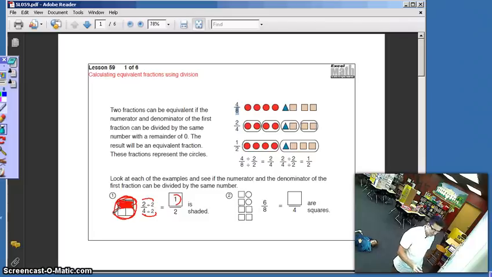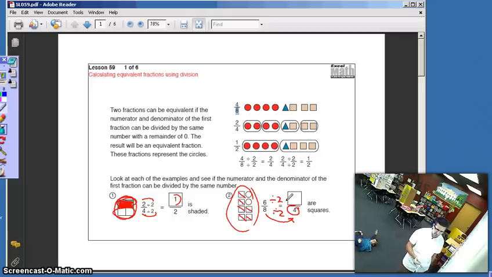All right, number 2, the fraction here is 6/8. They're saying that there's 6 squares out of 8 total shapes, and they want you to change that into fourths. Well, to go from 8 to 4, we divide by 2. 8 divided by 2 is 4, so we must divide the top and the bottom by the same number. Since we divided 8 by 2, that's 4. 6 divided by 2 is 3.